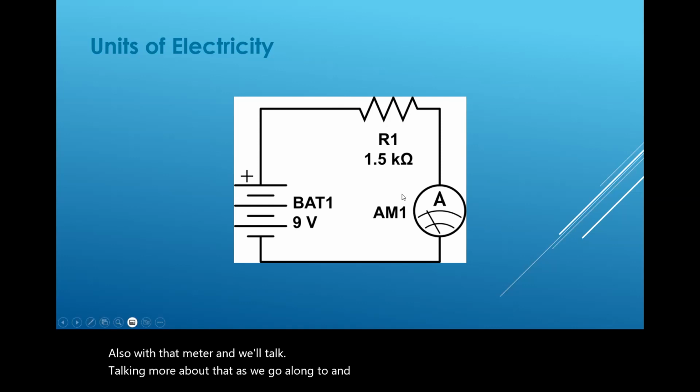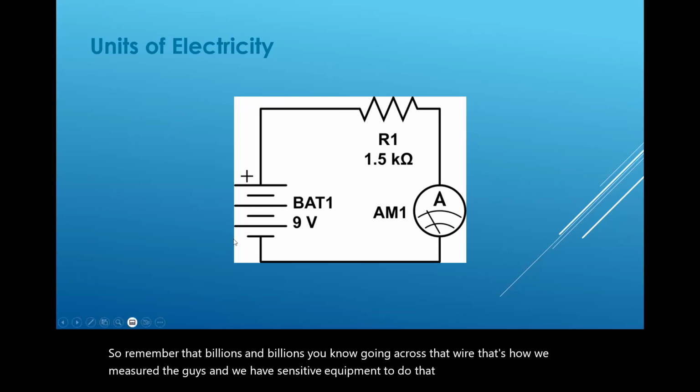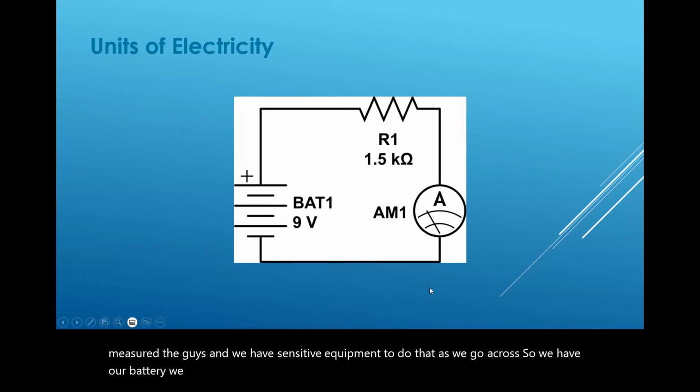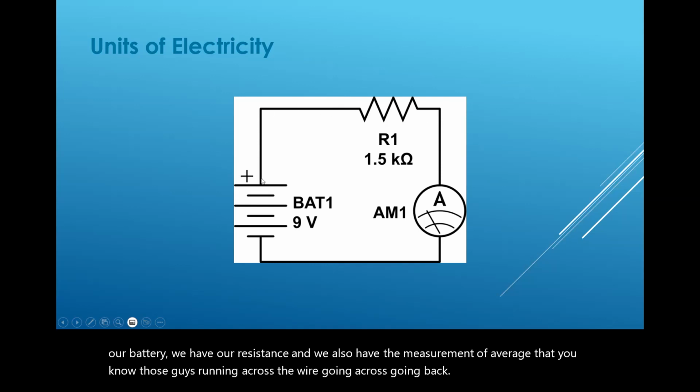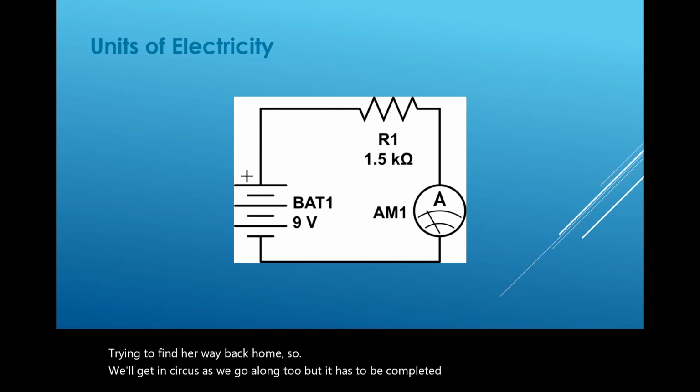And the other measurement we have is amperage. So remember those billions and billions going across that wire. That's how we measure them. And we have sensitive equipment to do that. So we have our battery, we have our resistance, and we also have the measurement of amperage. Those guys running across the wire, going across, going back, trying to find their way back home. So we'll get into circuits as we go along too, but it has to be a completed circuit for it to do work for us.